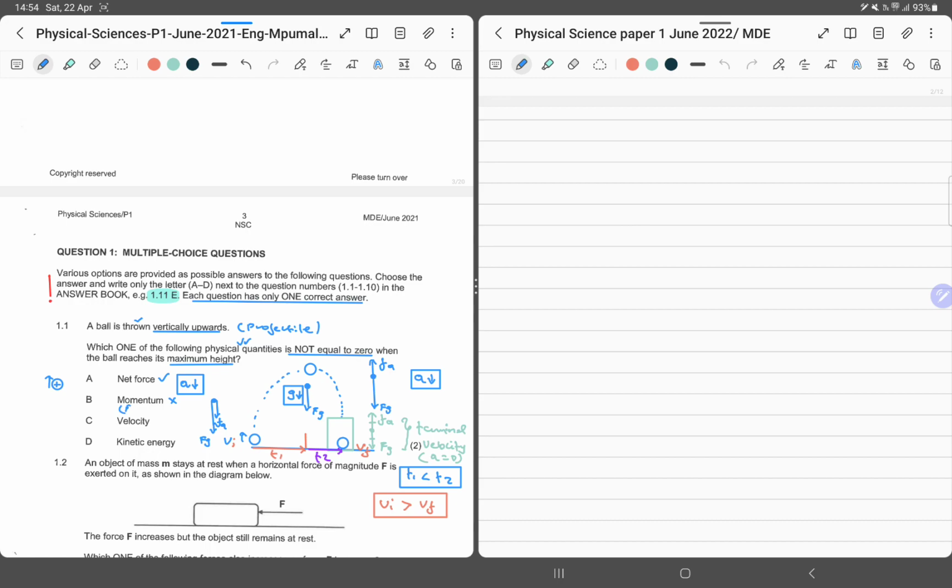The momentum cannot be 0. Why? Because momentum is the product of mass and velocity. We know that at the maximum height, the velocity is 0. Okay? So now that product becomes 0. And then the velocity is definitely 0. Kinetic energy, we know that EK is equal to half mv squared. Since the velocity is 0 at the maximum height, that whole product becomes 0. So our answer here is A.